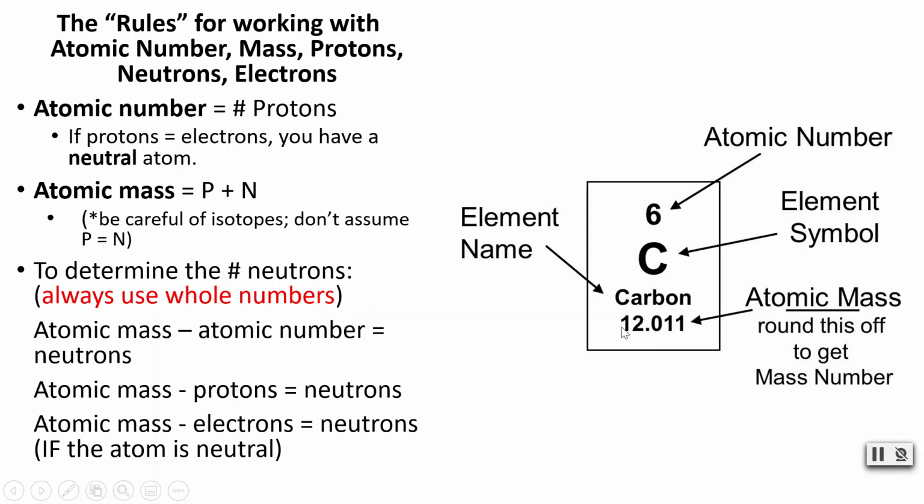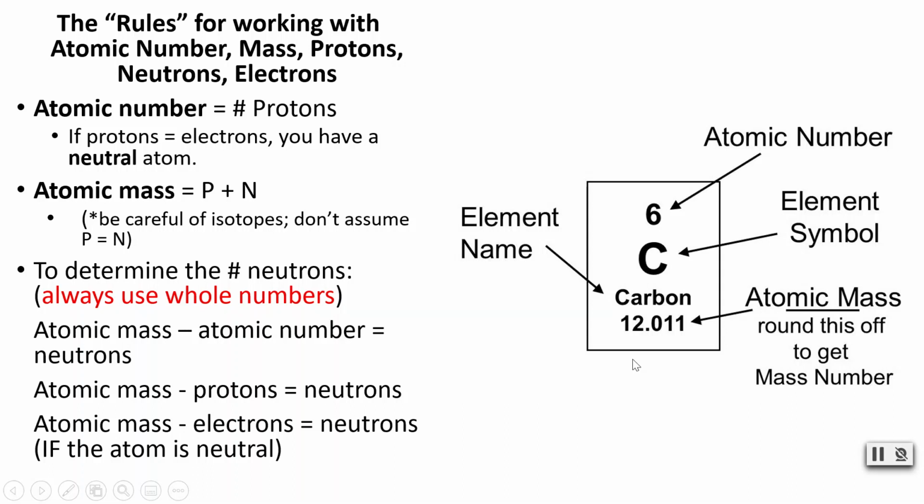If we say the entire carbon atom has a weight of 12 mass units, and we know that 6 of those mass units are coming from protons, we can do a little bit of subtraction. We can subtract the atomic number from the atomic mass, and that will give us how many neutrons we have. So 12 minus 6 protons would give us also 6 neutrons.